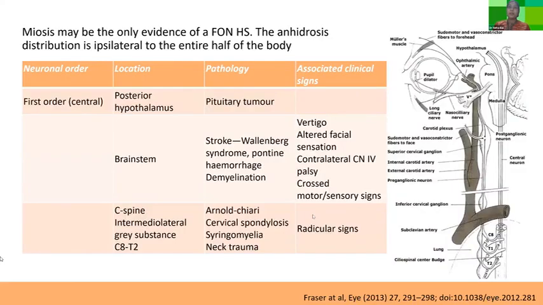Coming to the three different parts of the Horner syndrome, first is the first order Horner syndrome. The first order neurons start from the hypothalamus, travel through the brainstem, and reach the spinal cord, the intermediolateral column. Here the most common cause is a brainstem stroke, that is Wallenberg syndrome, and other pathologies can be pituitary tumor or Arnold-Chiari malformations.